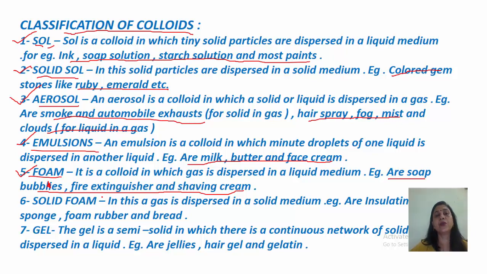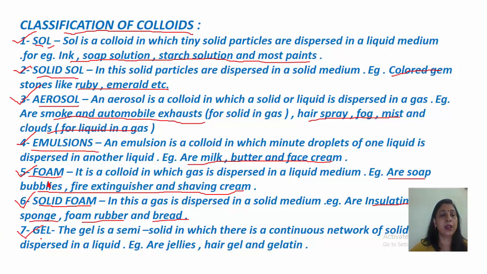Soap bubbles, fire extinguishers, and shaving cream are examples of foam. Next variety of colloid is solid foam. In this, a gas is dispersed in a solid medium. Examples: insulating foam, sponge, foam rubber, and bread. Bread is also a gas which is dispersed in a solid medium.